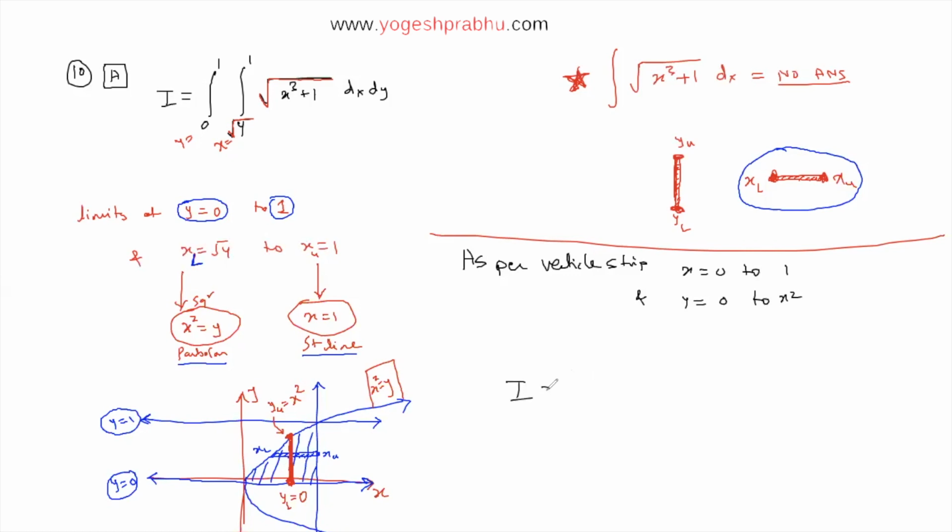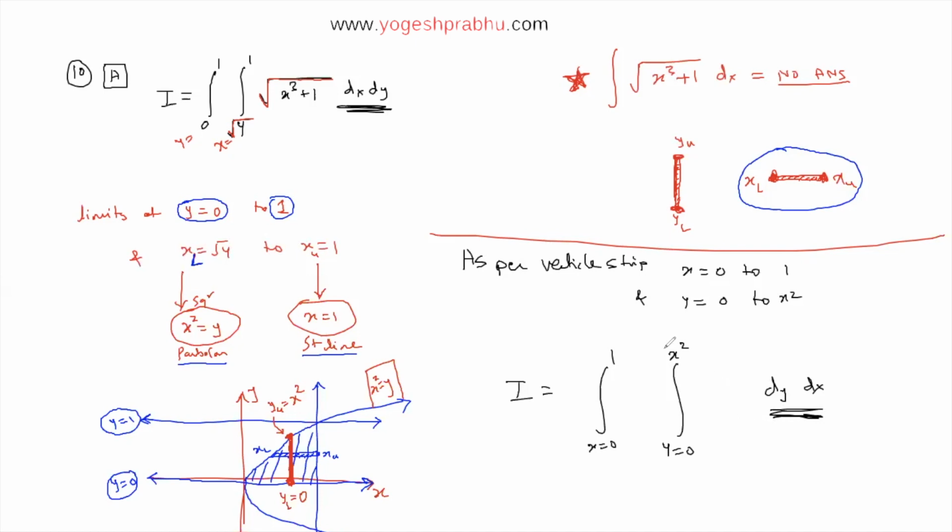Now in this integration, you always remember the constant limits are always for the outside integral. Remember this point. So the limits of x are from 0 to 1 and limits of y are from 0 to x square. Yes or no? Yes. So this is going to be dy first and dx later. This is the other way around. This is called changing the order of integration.